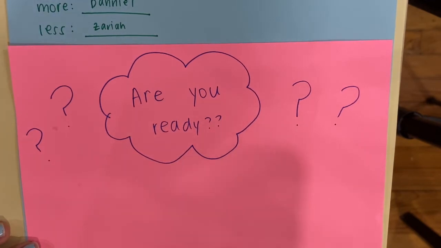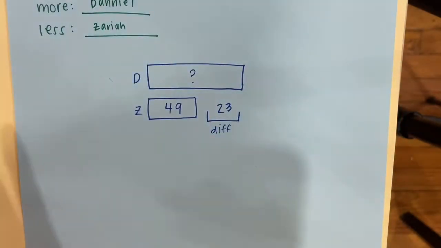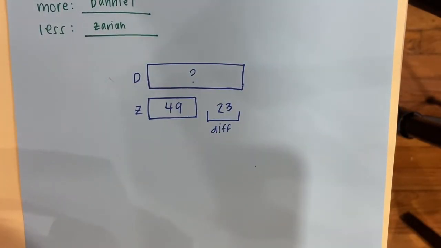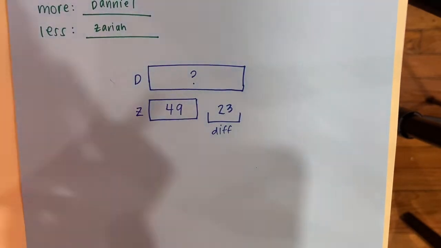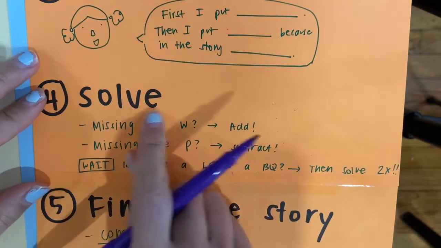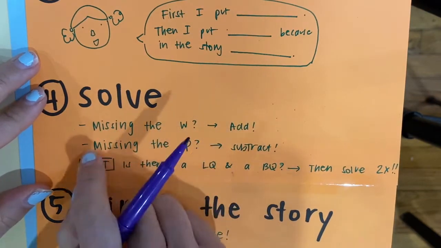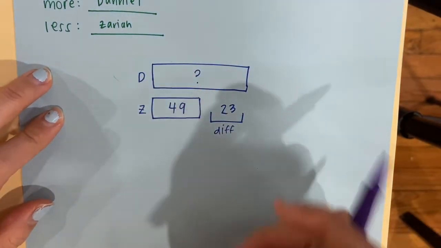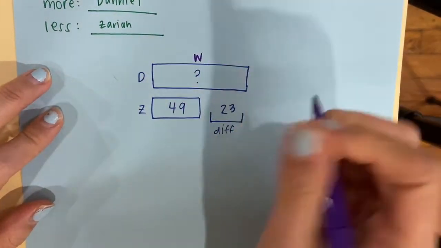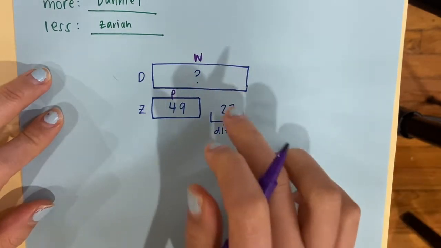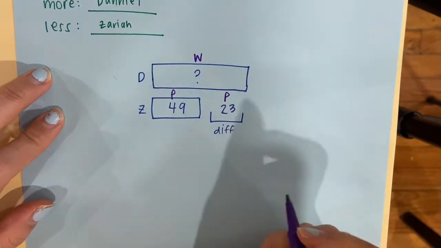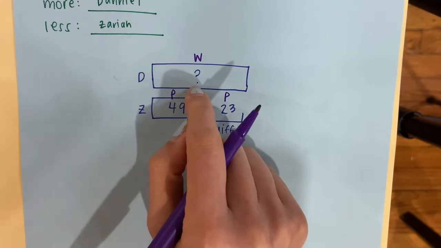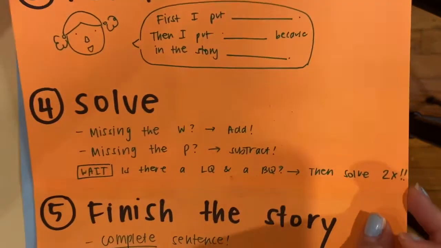Are you ready? Okay, only press play if you're ready to see the answer. Okie dokie. So, when I look at my checklist, I see where it says solve. I have to think if I'm missing the whole or if I'm missing the part. So, the first thing I'm going to do is label my representation with the whole and the parts. The big box is the whole. The little box is a part, and this difference is a part. The question mark is for the whole. That means I'm missing the whole. Let me look back at my checklist.